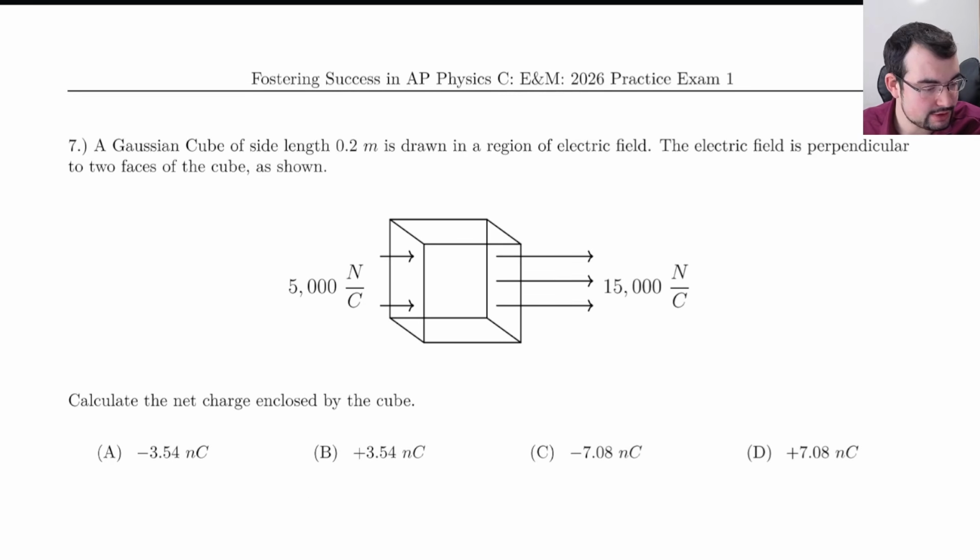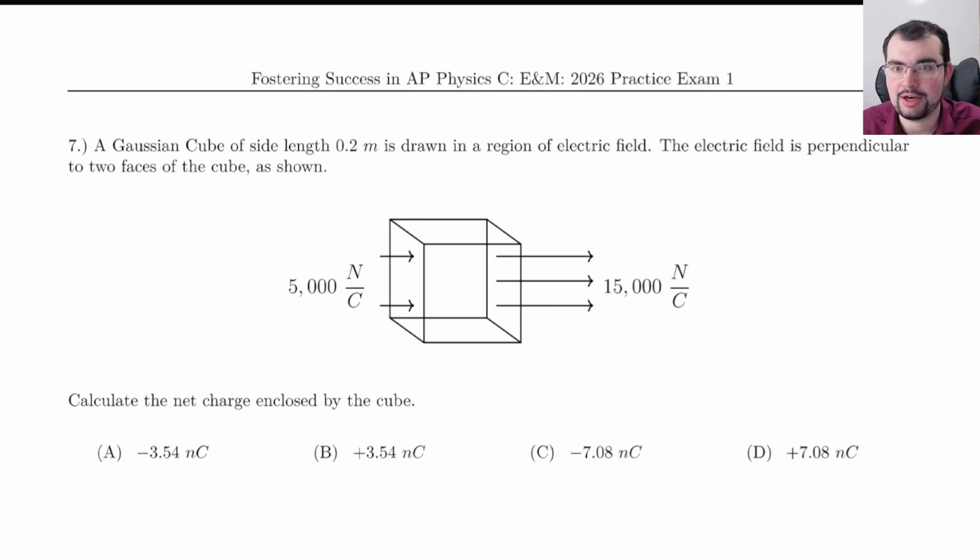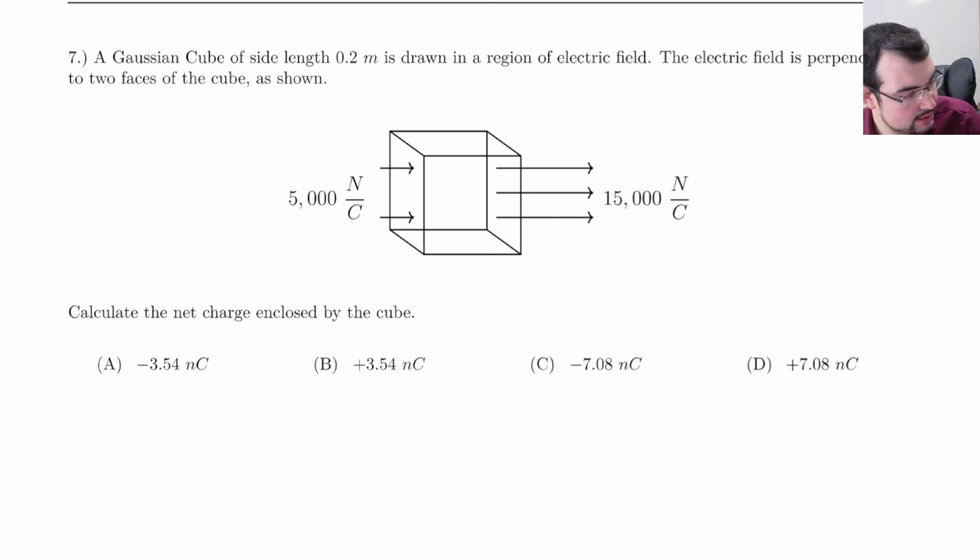All right, a Gaussian cube of side length 0.2 meters is drawn in a region of electric field, and the field is different at each of the surfaces. We want the net charge enclosed. So when we see field and talk about enclosed charge, we should be thinking Gauss, because Gauss says that the flux is constant, so we can write it as EA as one way to find flux, or we could say that's also equal to Q enclosed over epsilon naught.